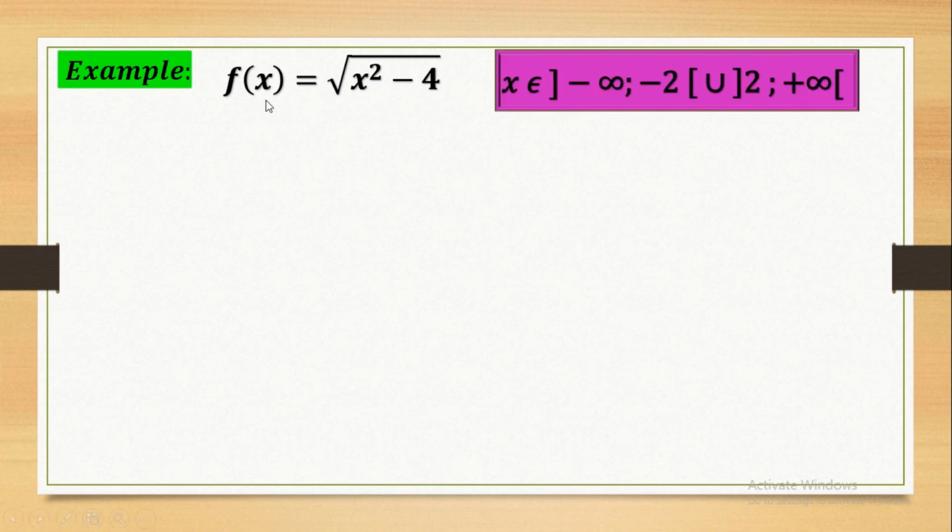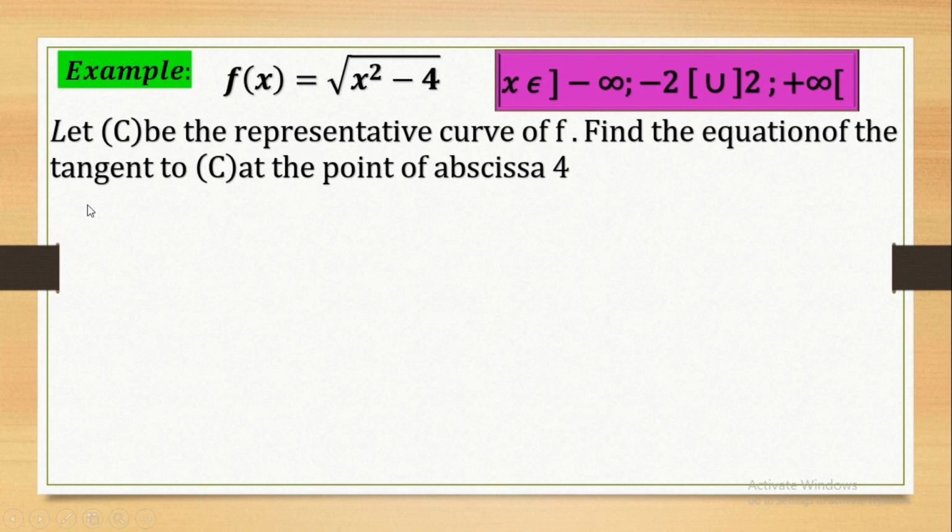Now let's have an example together. As you see here, we have a function f of x which is equal to radical x squared minus 4. We need to find the equation of the tangent to this function at a certain point. First of all, we have x belongs to minus infinity, minus 2 opened union 2 opened plus infinity. Now let's see the representative curve of f. Find the equation of the tangent to C at the point of abscissa 4. We just have the abscissa, which is x equals 4.